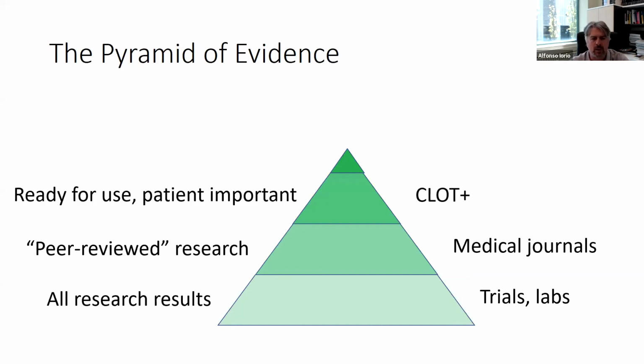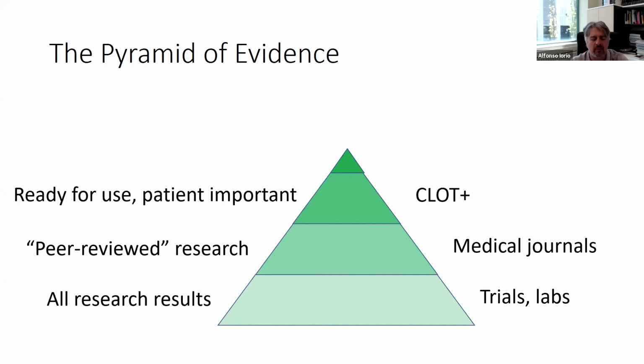For example, in PAIN Plus, I will tell you in a second what PAIN Plus does, there is another level of selection where, starting from the research that was judged sound by peers and was published in medical journals, it is selected for being ready for use and patient important. Not everything that is in OClock, I should have said PAIN Plus. This is wrong. So this is PAIN Plus. Apologies for the mistake. But not everything that is in PAIN Plus is worth ending up in an evidence summary.